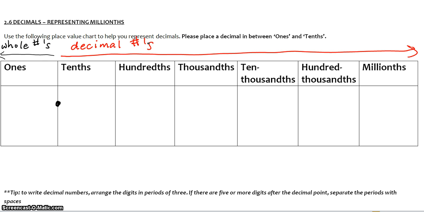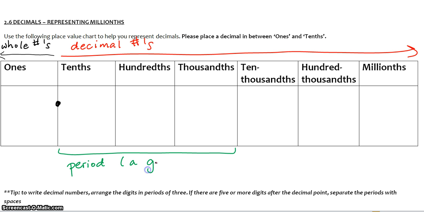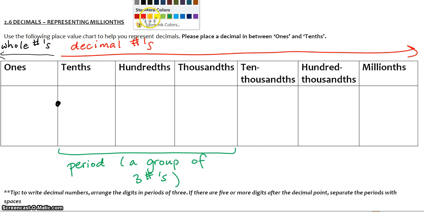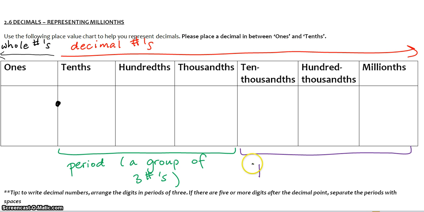Okay, so again, whole numbers and decimal numbers. Whole numbers to the left of the decimal, decimal numbers to the right of the decimal. Now also, we are still going to apply another vocab word that we came across in the previous lessons in this unit, and that is, remember that a period refers to a group of 3 numbers. Okay, so we've got a period there. We also have another period there. Now there's no specific name given to these 2 periods. Just know for now you're dealing with 2 periods after the decimal point.